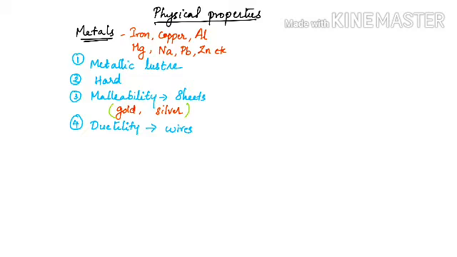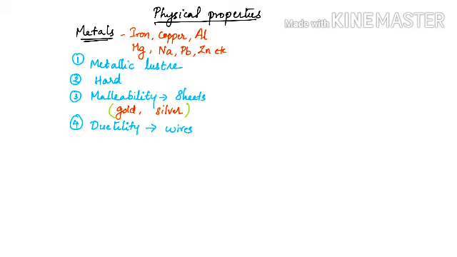We have different shaped cooking vessels in our home, right? We can make a different variety of shapes of cooking vessels. Why? Because metals are ductile in nature and they are malleable in nature also, right?